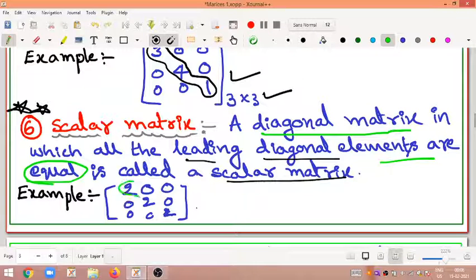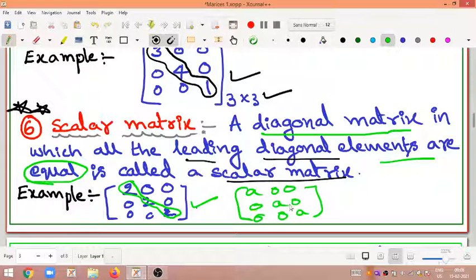See here, in the leading diagonal, all elements are 2, 2, 2. So that's why this is called a scalar matrix. A 0 0, 0 A 0, 0 0 A is also one more scalar matrix. See here, in the principal diagonal, all elements are equal. So that's why this is called a scalar matrix.